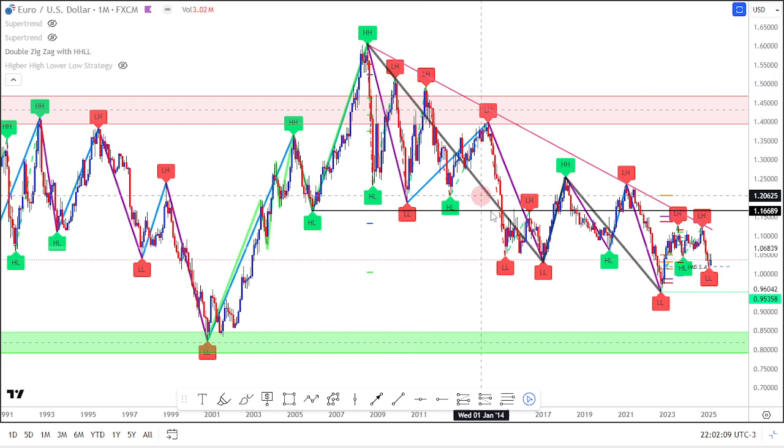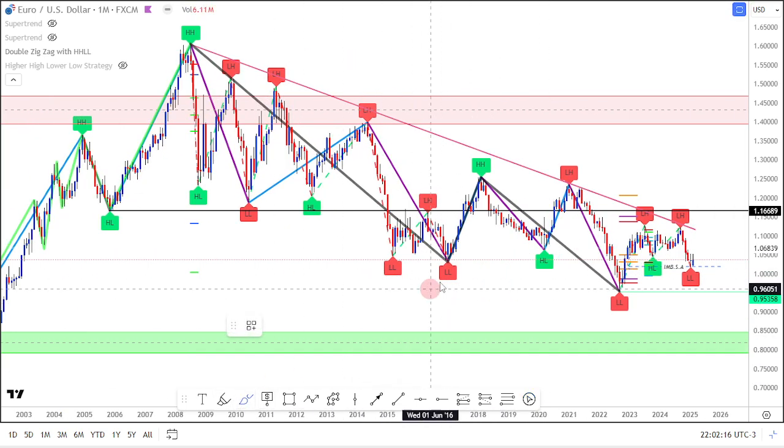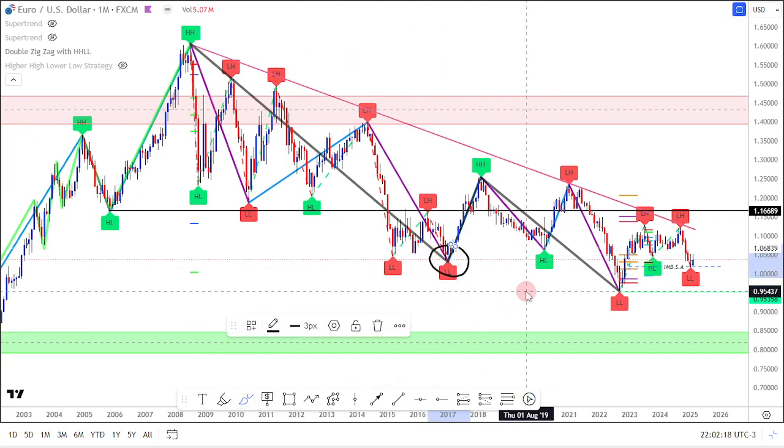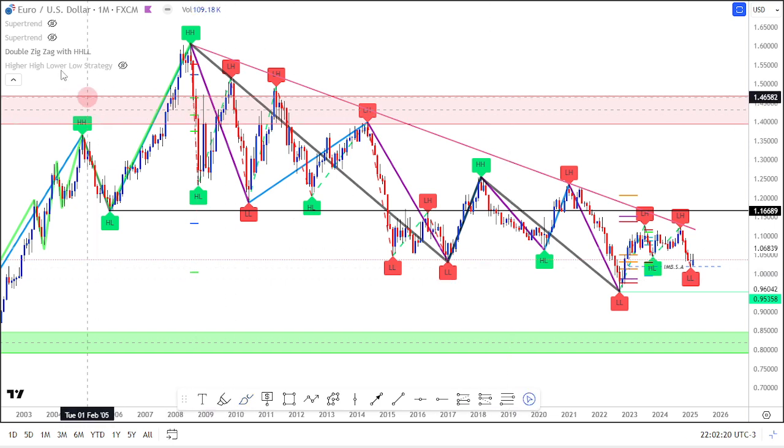Then it started making a lower low, lower high, lower lows, lower high, until it went down to make the real lower low right here. All right. So we want to be very, very careful.